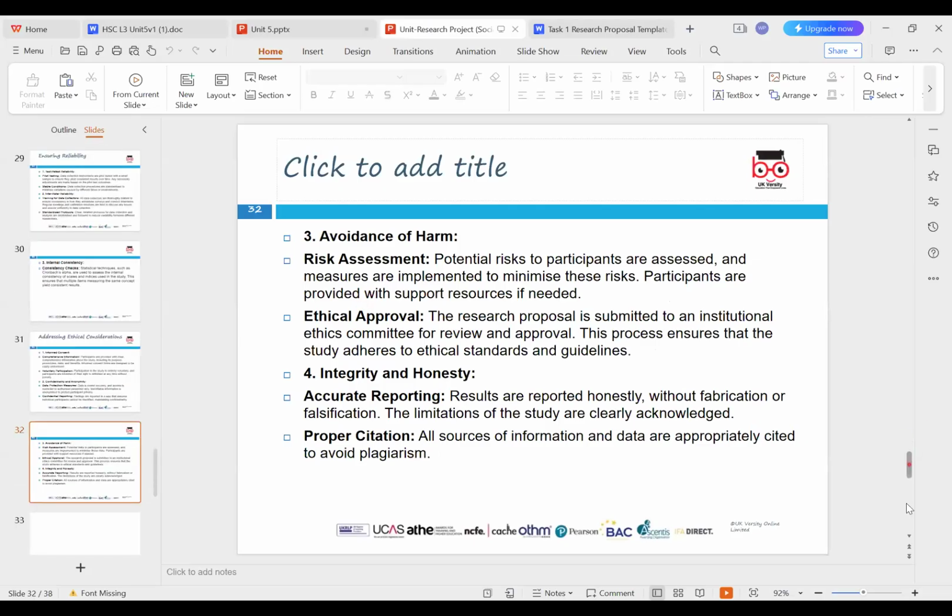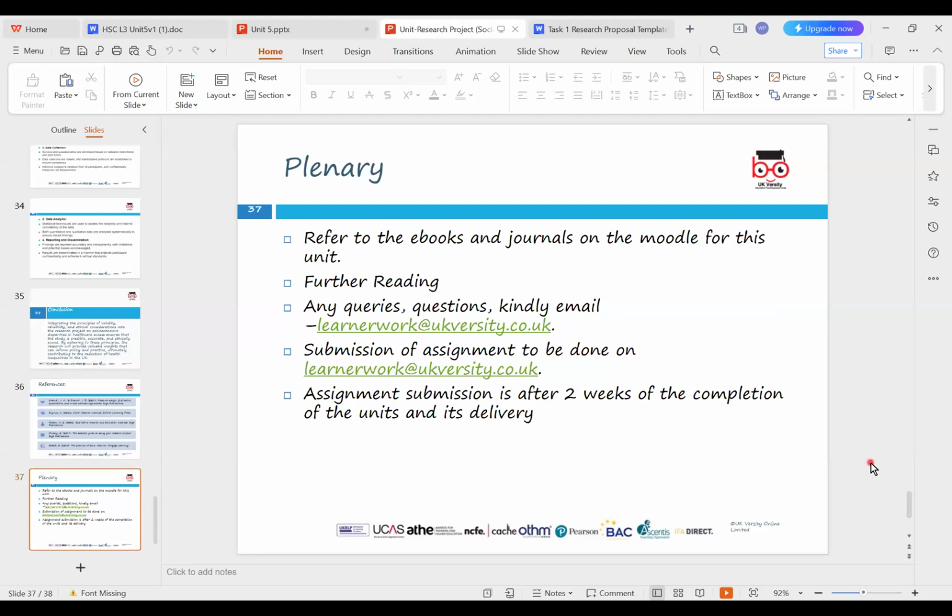So you would want Harvard referencing within your document. That has been mentioned. And you have links to your journals and ebooks within Moodle. Your submissions would be at learnerwork@ukversity.co.uk. This is where you would want to submit, or ask any questions. Your assignment submission is after 2 weeks of the completion of the units and its delivery.